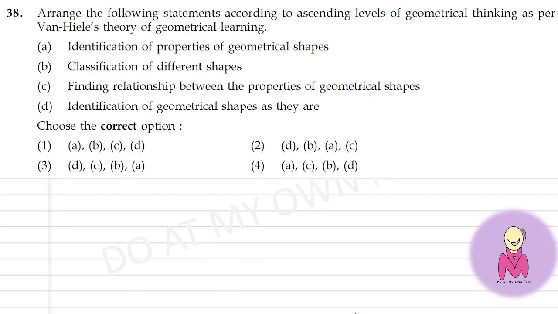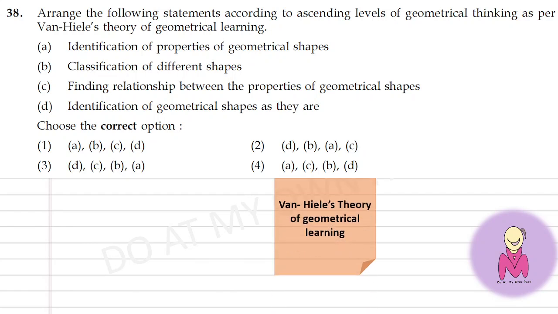This is Bhavyashri Amma. This is our 8th question under CTET Paper 2 Mathematics July 7, 2024. So let's begin. Arrange the following statements according to the ascending levels of geometrical thinking as per Van Hiele's theory of geometrical thinking. So directly this question is on Van Hiele's theory of geometrical thinking. To answer this question, we have to know what this theory means.